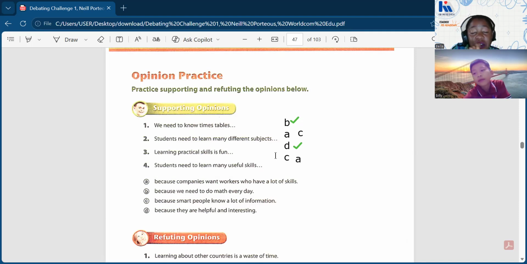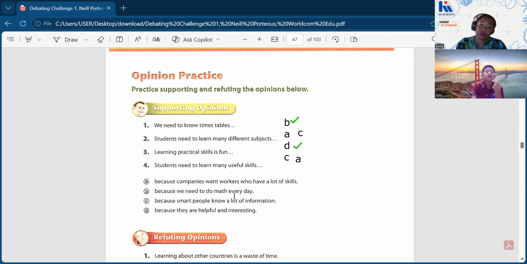Yes. And number 4, the answer is A because number 4 says students need to learn many useful skills because companies want workers to have a lot of skills. So companies nowadays prefer workers who have many different skills. That is why it is important for students to learn different skills. So, Billy, read all the statements together with the supporting answers.